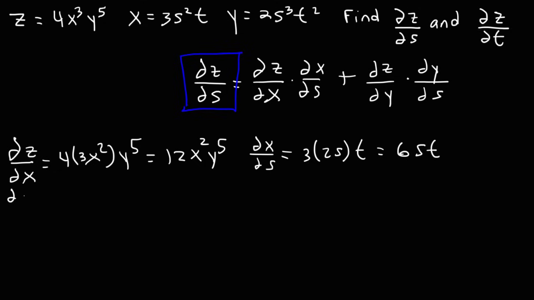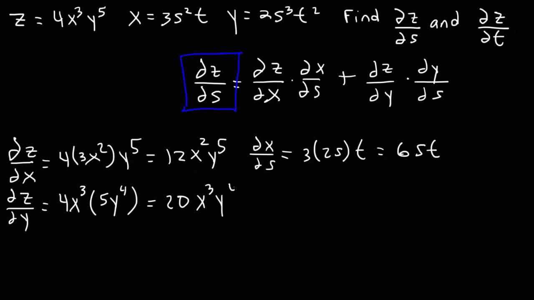Now, let's calculate the partial derivative of z with respect to y. So x cubed will be treated as a constant. So it's going to be 4x cubed times the derivative of y to the 5th, and that's 5y to the 4th power. So 4 times 5 is 20, giving us 20x cubed y to the 4th. So now we need to find the partial derivative of y with respect to s using this. So t squared will be held constant. So it's 2 times the derivative of s cubed, which is 3s squared, times t squared. So that's 6s squared t squared.